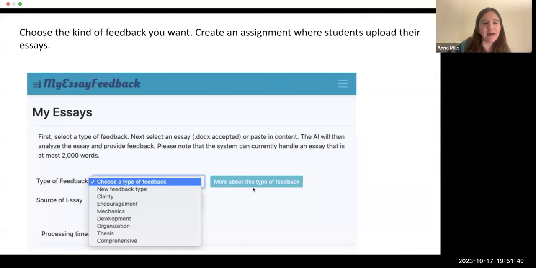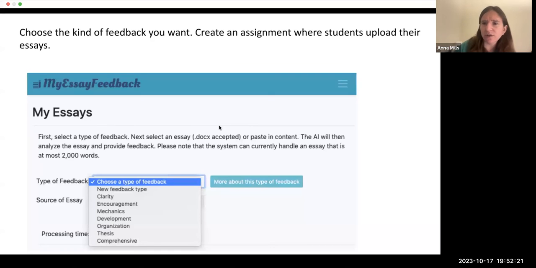So you can see in the app, they would pick: do I want encouragement right now, or do I want to know about my thesis? Or do I just want to know that my writing is clear? And do I want to find out what could be clarified, right? So the instructor can make up different kinds of feedback and give instructions for them. And then the student either could be asked to use a certain kind, or allowed to choose. And it's supervised.